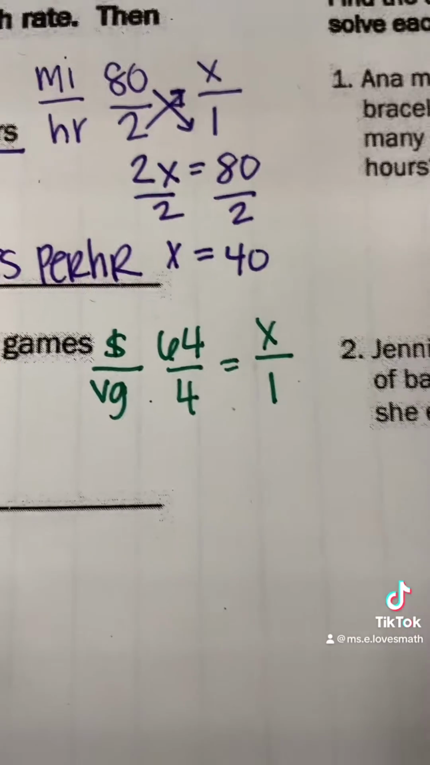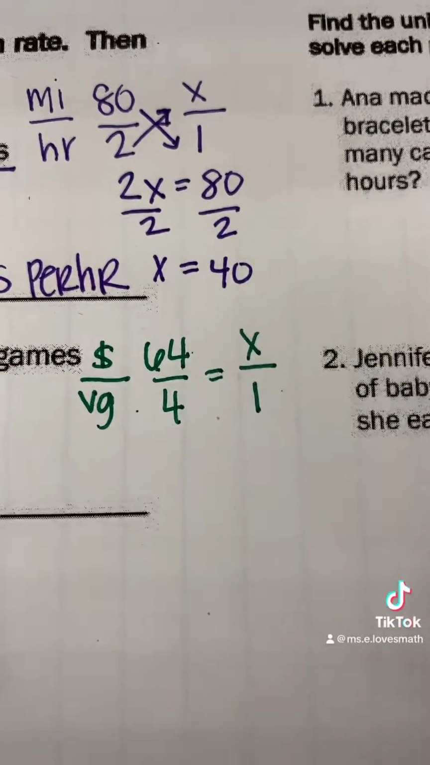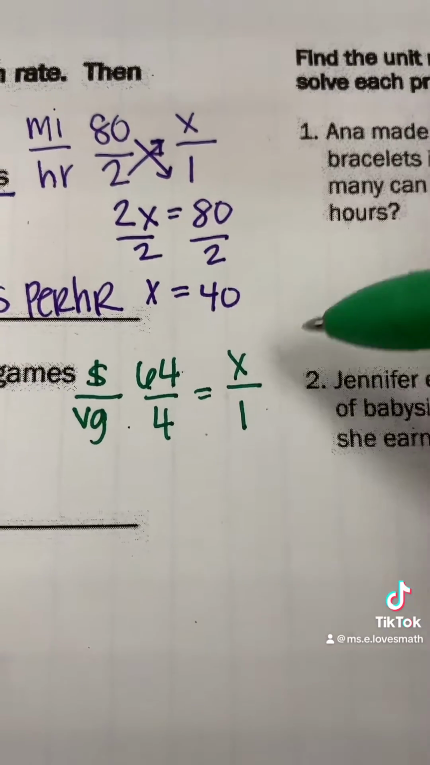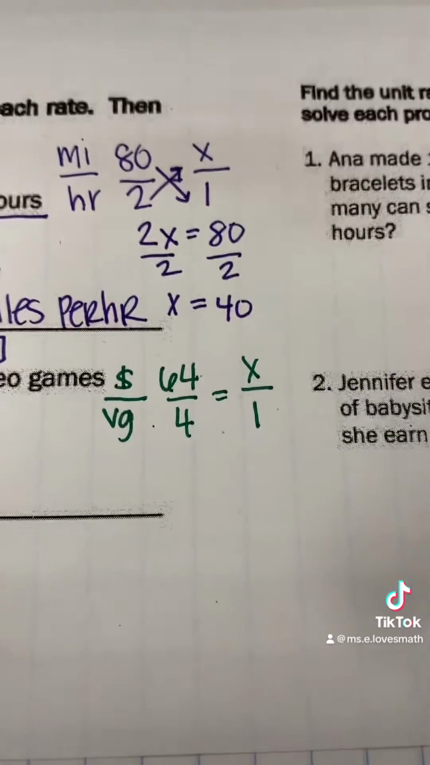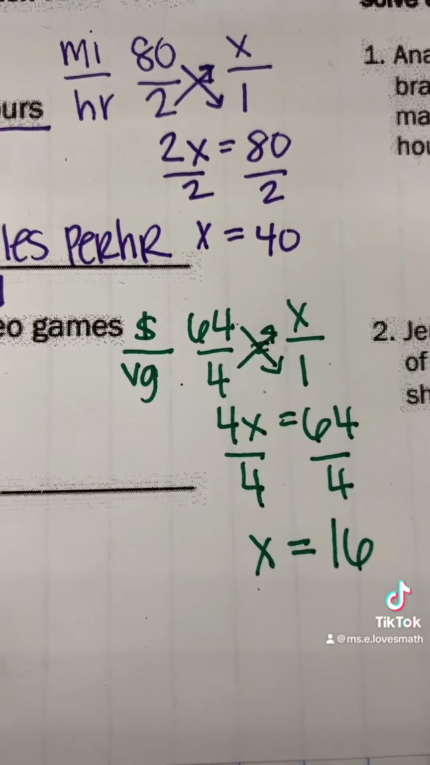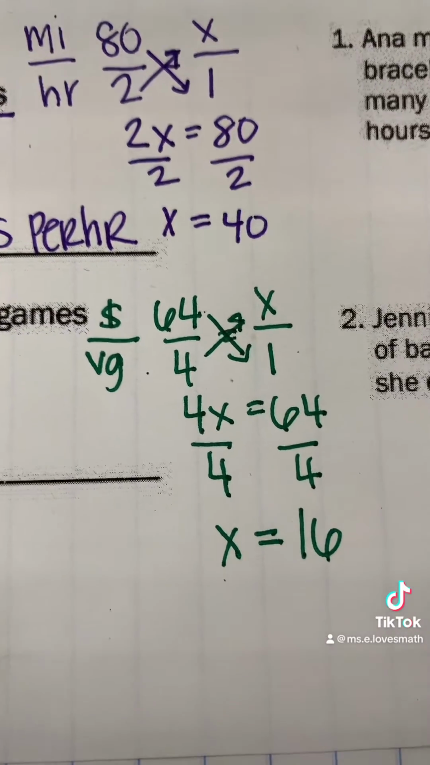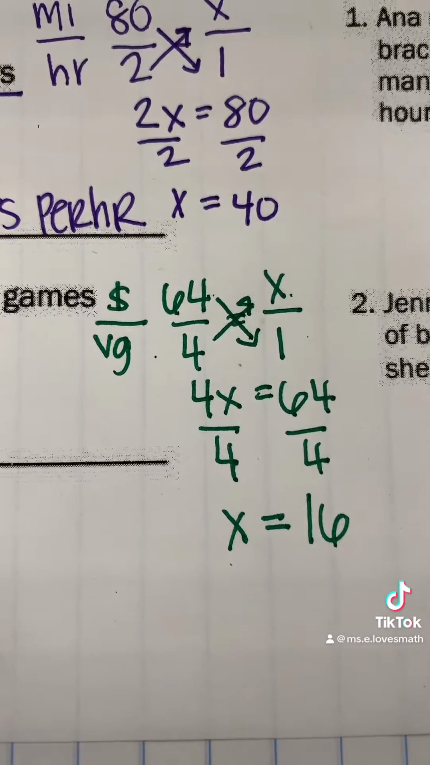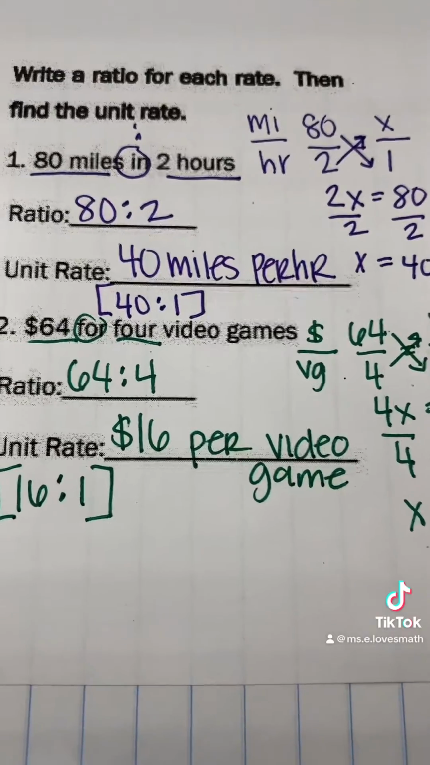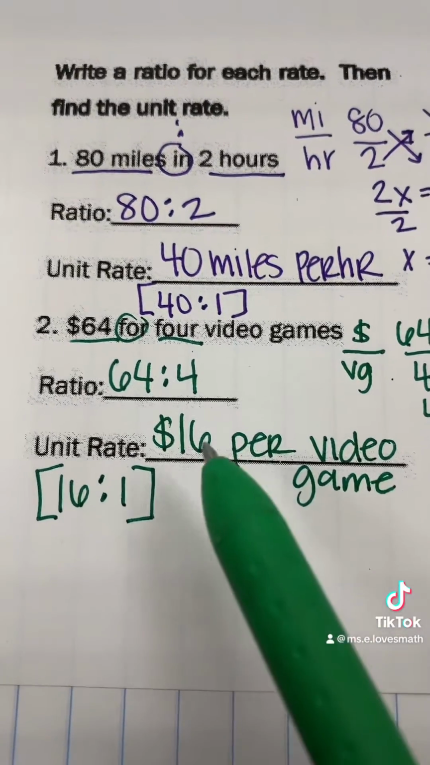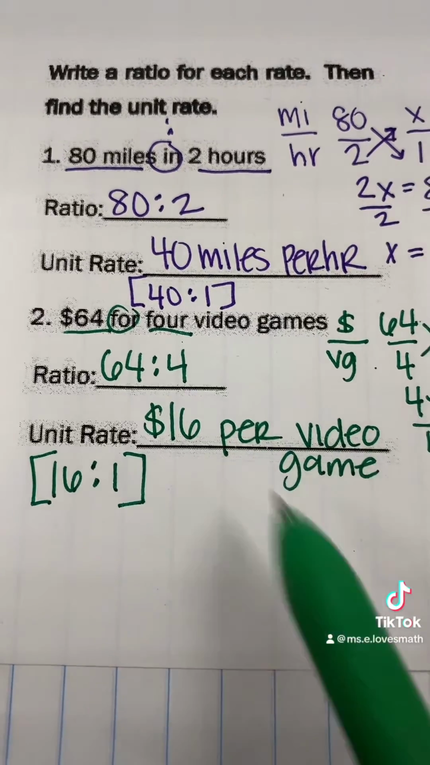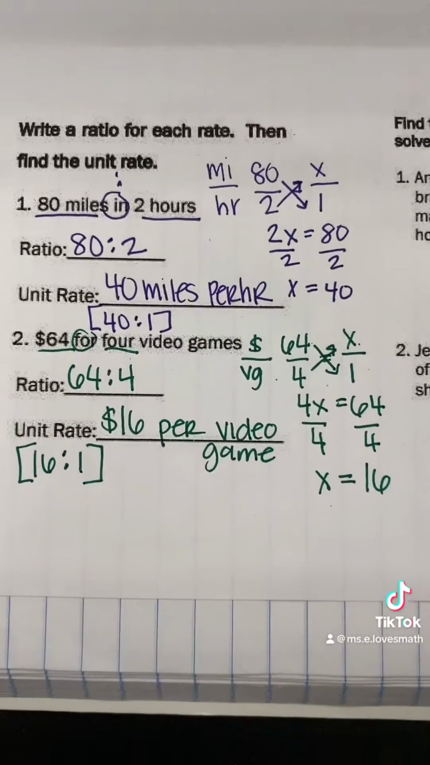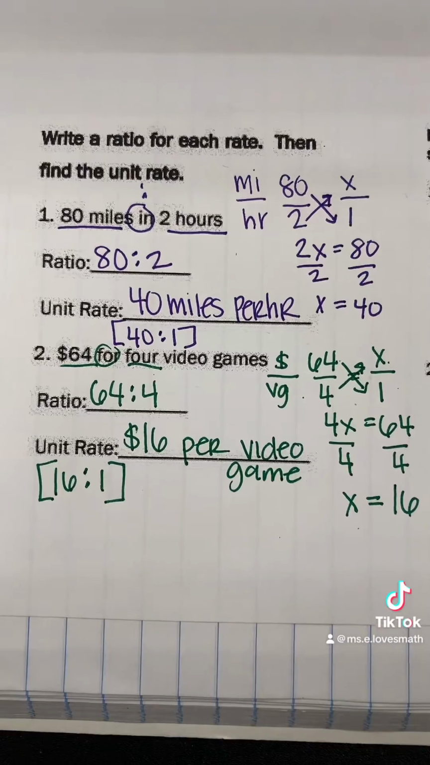So now we'll cross multiply, divide. Since $64 for 4 video games, we want to figure out the price for 1. So after we cross multiply, divide, we see that x equals 16. That means it costs $16 for 1 video game. So over here, we write it as $16 per video game or 16 to 1. So here you have your unit rates.